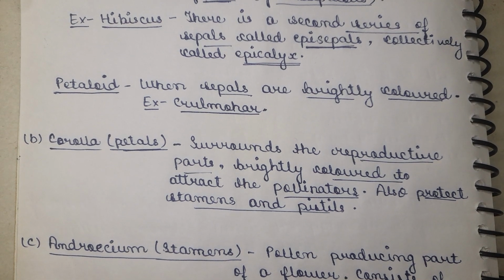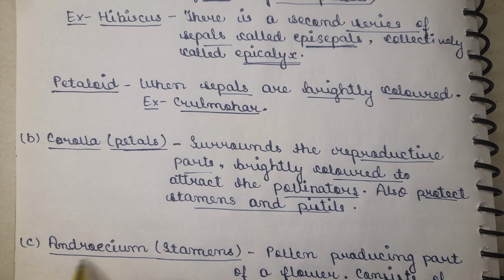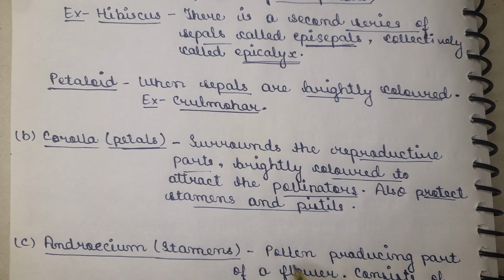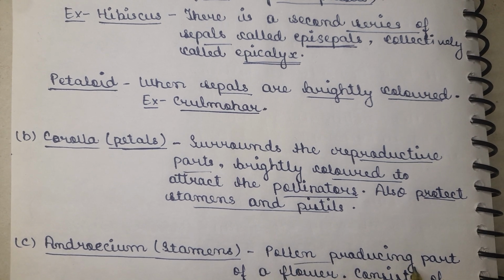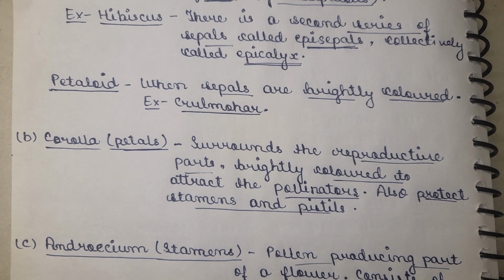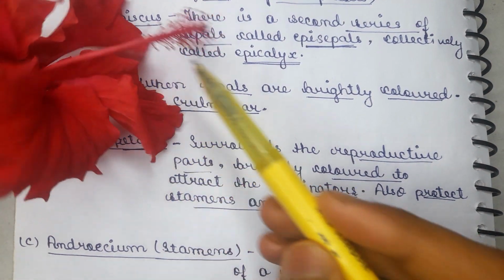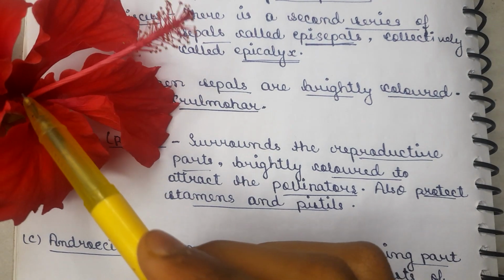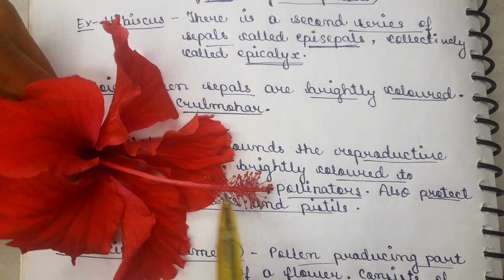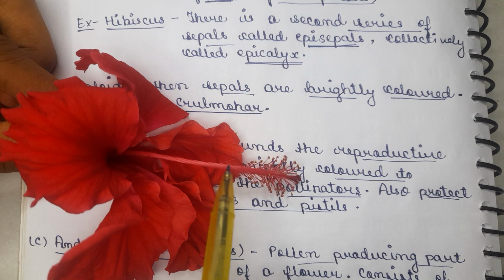Now the third one is the androecium, a collection of stamens, which is the male part of the flower. These consist of the pollen producing part of a flower, and it also consists of a filament. This is a hibiscus flower. Here, originating from the base of the flower, is a tube-like structure.